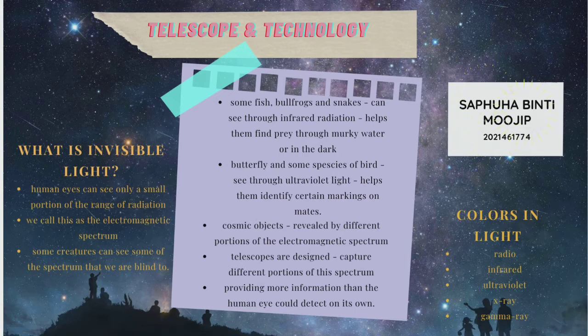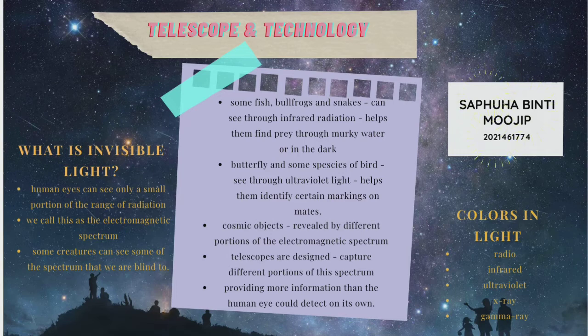Today I would like to present to all of you about telescope and technology. First of all, what is invisible light? The human eye can only see visible light, but light comes in many other colors such as radio, infrared, ultraviolet, X-ray, and gamma ray that are invisible to the naked eye.